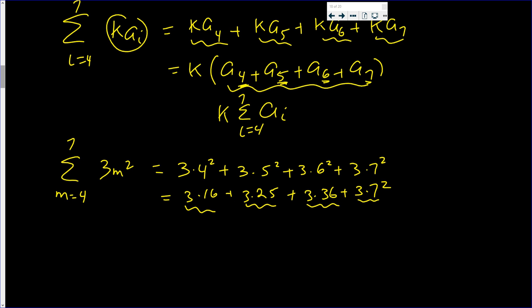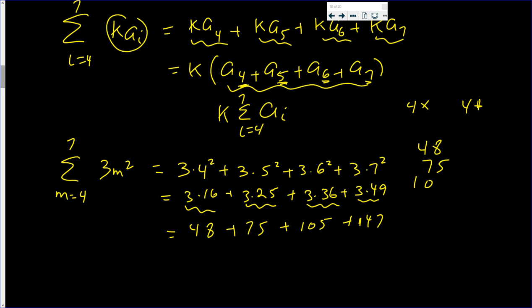Oh, and 7 squared is 49. We can do 4 multiplications. We get 45 plus 75 plus 108 plus, I guess, 147. And then we do 4 additions with bigger numbers.